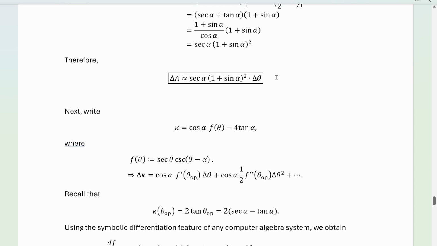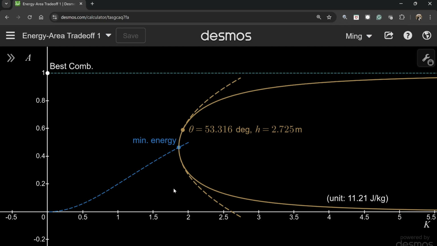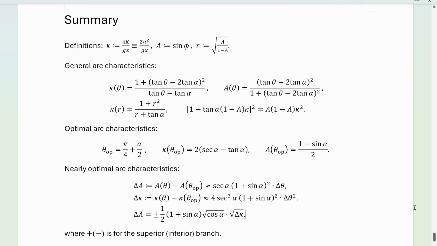So now that we have delta A as well as delta kappa, both in terms of delta theta, we can then eliminate delta theta to get an explicit relation between delta kappa and delta A. And this is the relationship. Delta A equals plus or minus some constant, which is determined by alpha, times the square root of delta kappa. And that is the brown dotted curve we showed earlier. As we can see, when the energy is near minimum, it provides an excellent approximation of the exact curve. So yeah, that's pretty much it. We have everything we needed, and all the important results are summarized on this page.